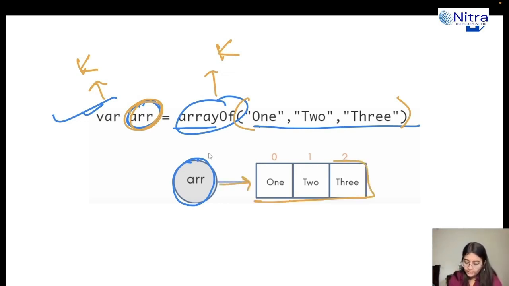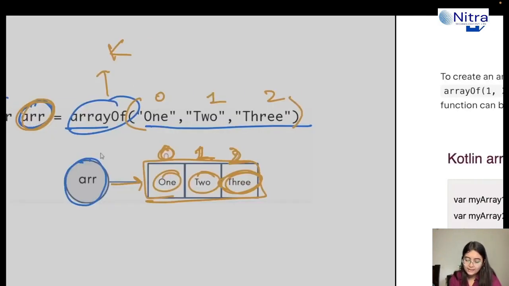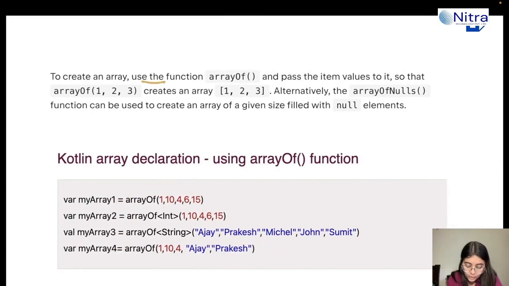So here, index 0, index 1, index 2. At index 0 the value is 1, at index 1 the value is 2, at index 2 the value is 3. To create an array, use the function arrayOf and pass the item values to it, so arrayOf(1, 2, 3) creates the array 1, 2, 3. Alternatively, the arrayOfNulls function can be used to create an array of a given size filled with null elements.